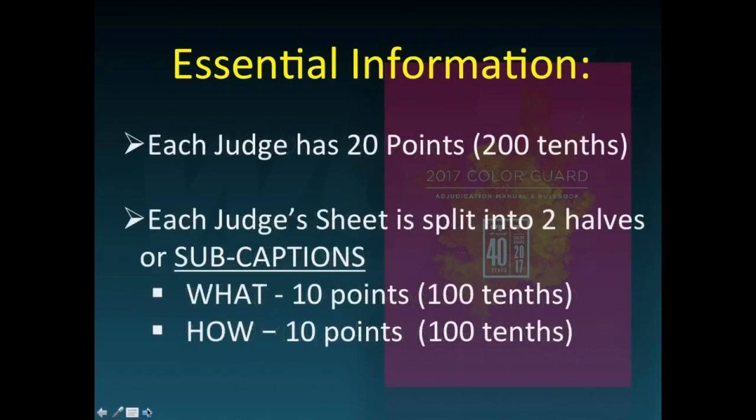Each judge has 20 points, so 5 judges, you get to a maximum total of 100, and those 20 points are split into 200 tenths. Those 200 tenths are split in half to become what are called subcaptions, which are basically the what and the how of each of those special lenses that each caption uses.